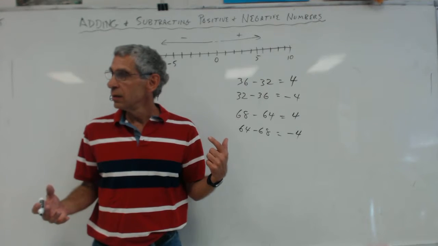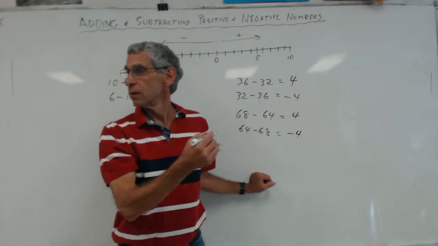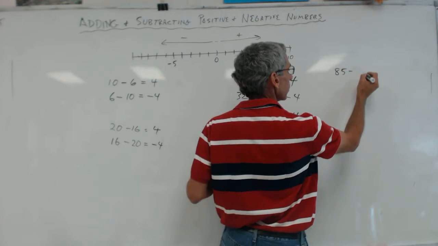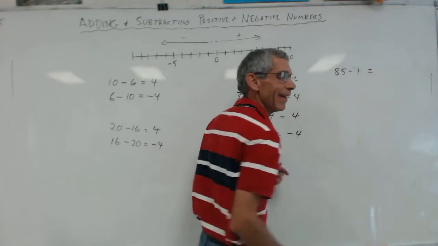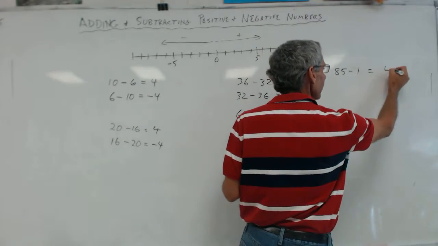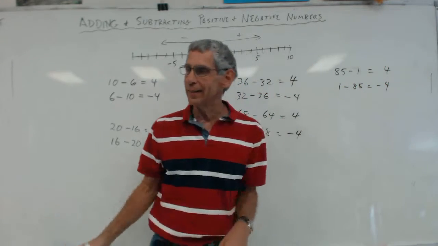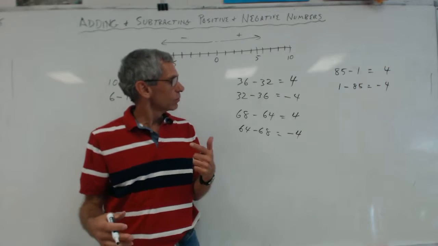Can I pick 2 random? Yeah, sure. Okay. All right, guys, wait. 85 minus 1. Okay, this is easy. I know what it is already. It's going to be 84, and 1 minus 85 is negative 84. That's so easy.